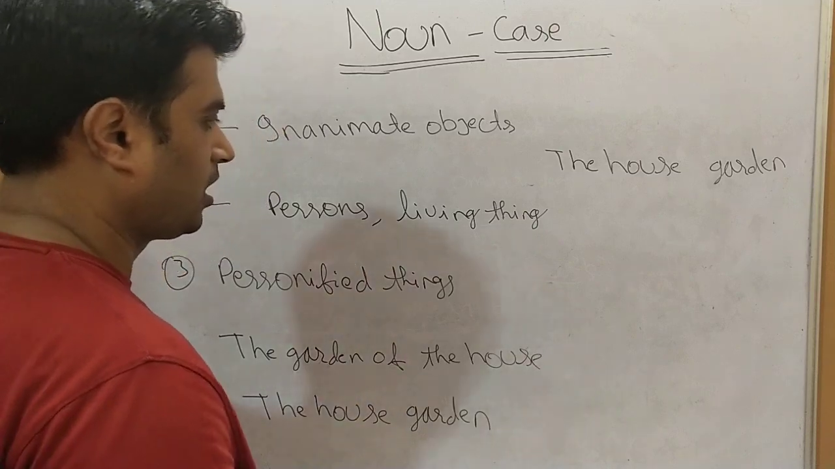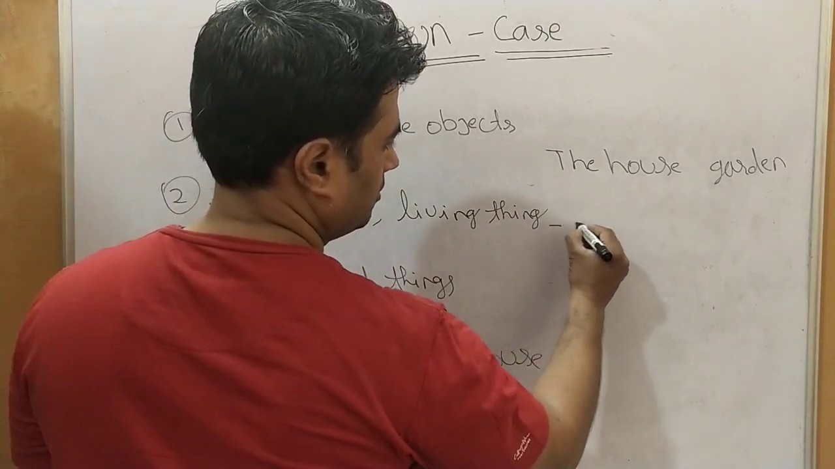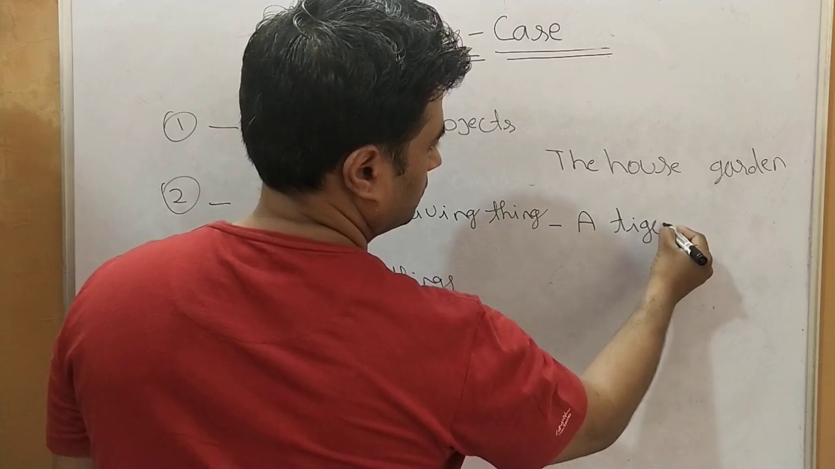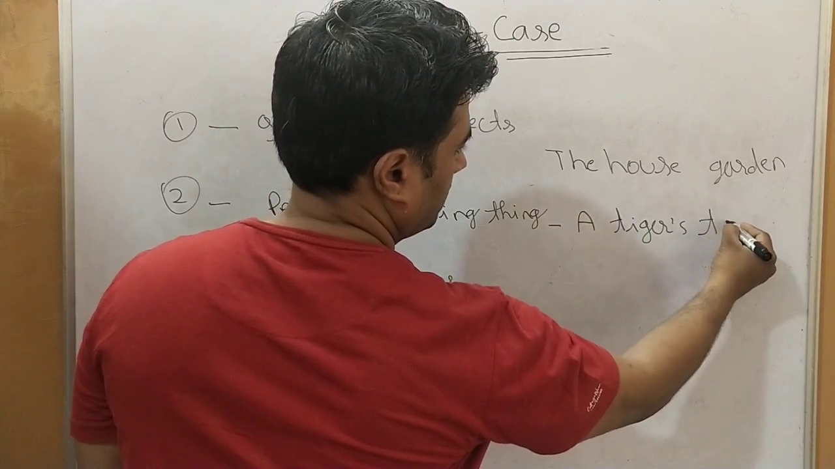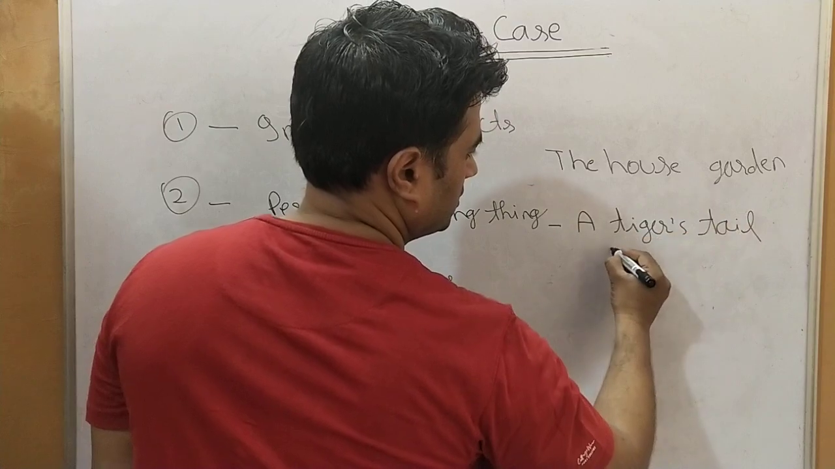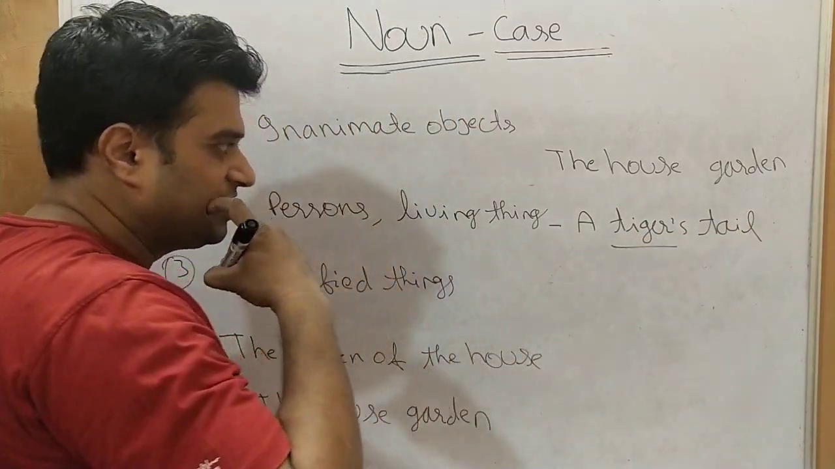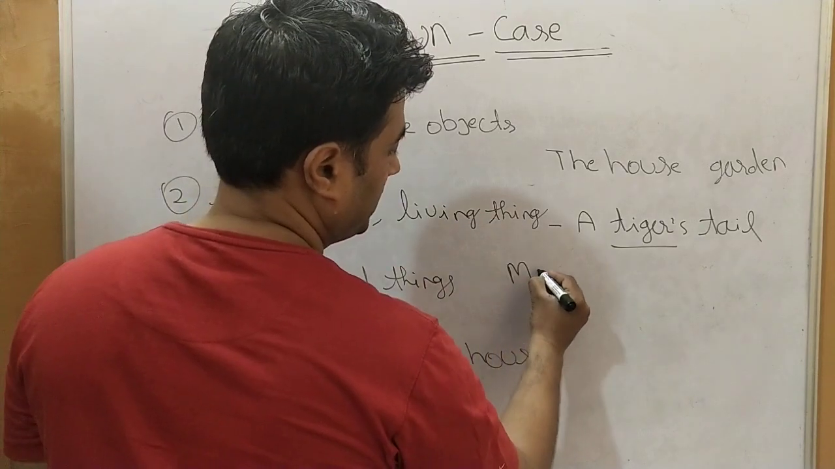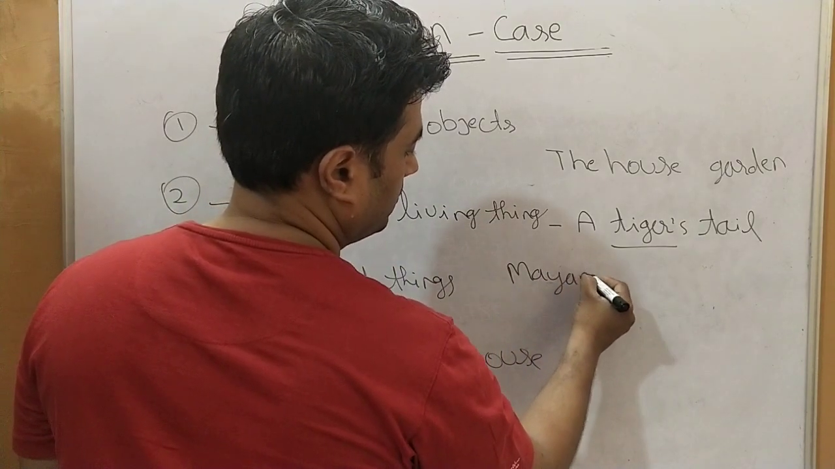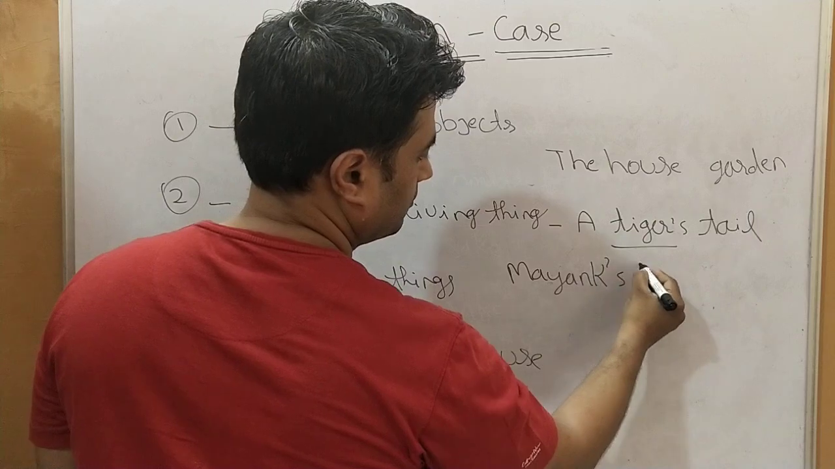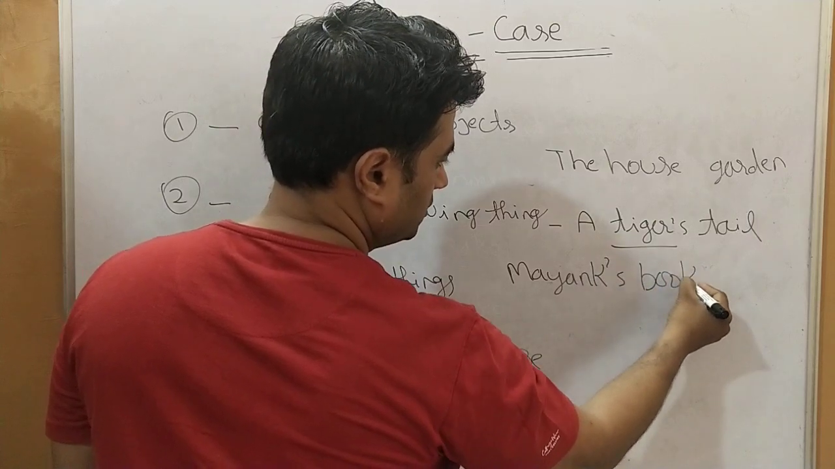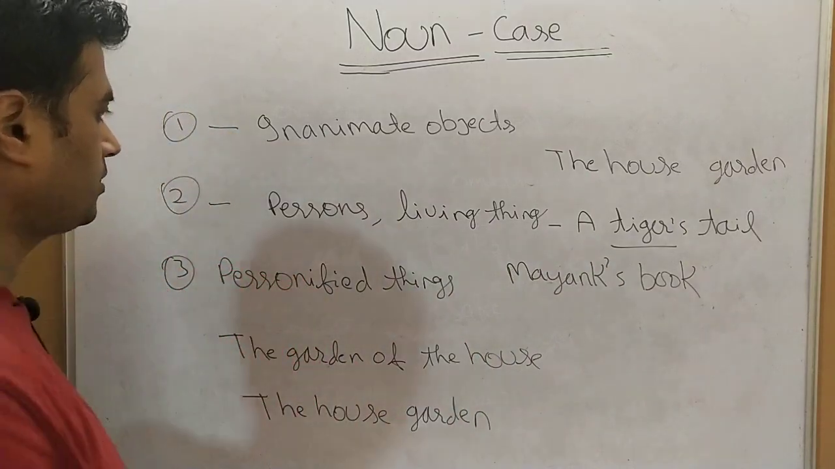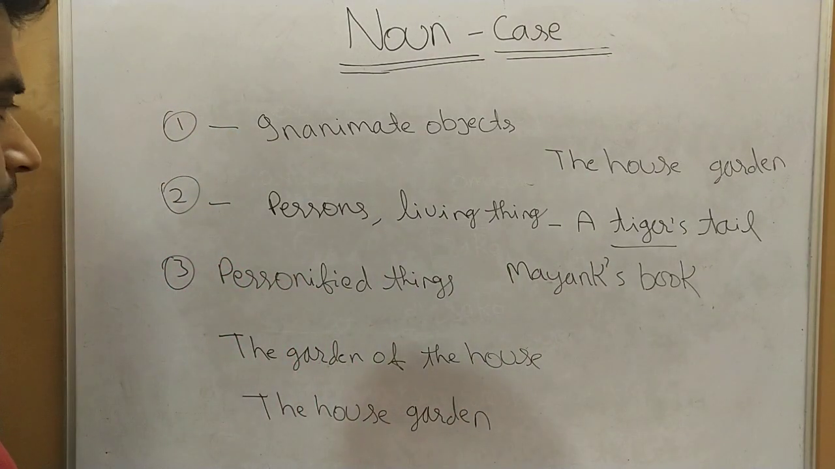For example, I can say a tiger's tail. Why? Because the tiger is a living being. Mayank's book. Mayank is a person. So we will use the apostrophe S. Mayank's book.